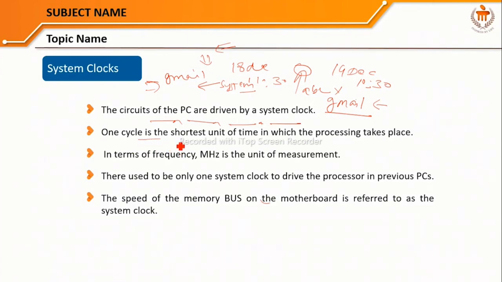And the next one is the cycle. What is a cycle? The CPU takes instructions in a particular amount of time. When it completes one round, that is a cycle. The cycle is mapped by a short unit of time in which the processing takes place, and this processing is measured in MIPS, million instructions per second.